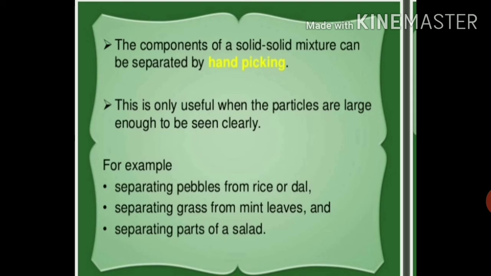Now students, have you observed your mother or grandmother while separating the unwanted particles from rice before cooking it? The color, texture and shape of the unwanted materials are different from the food items and can be seen easily. These unwanted materials are separated by hand picking. This method of separation is generally used only if the quantity of the mixture is not very large. So, this is only useful when the particles are large enough to be seen clearly.